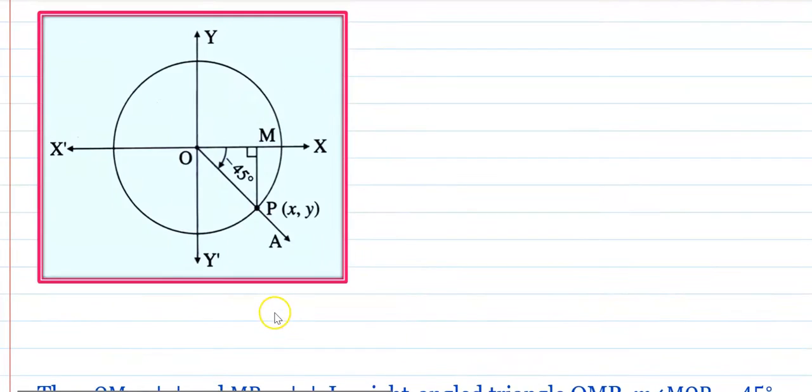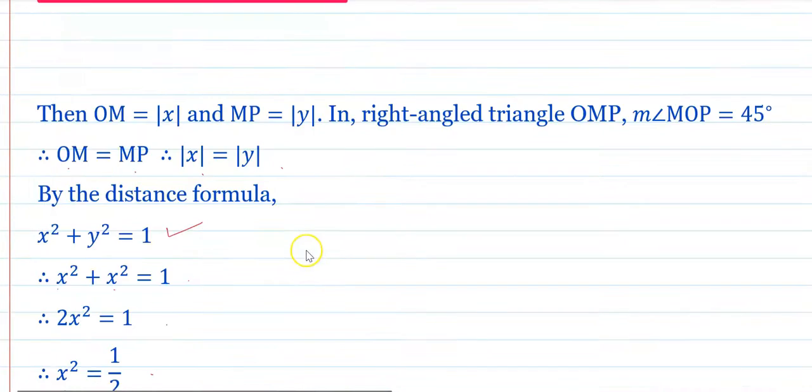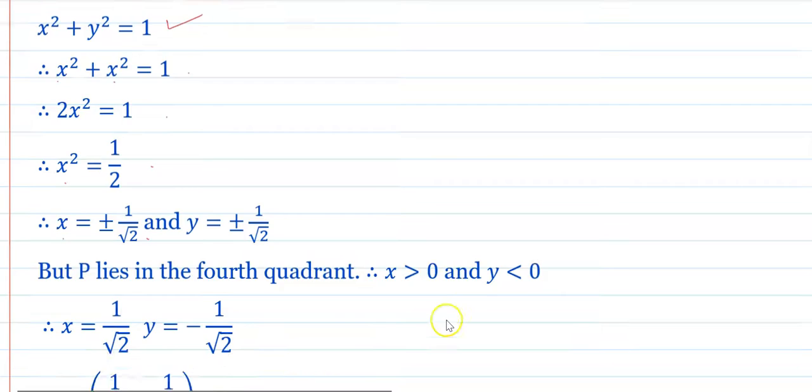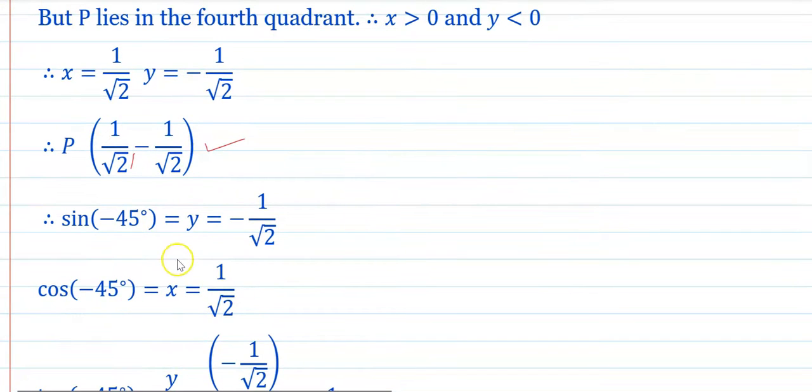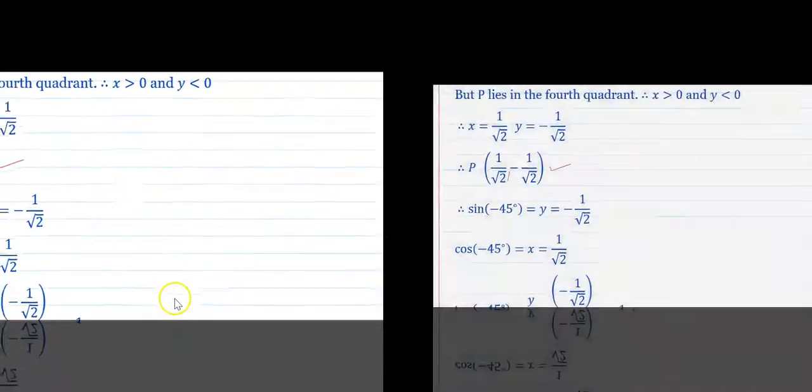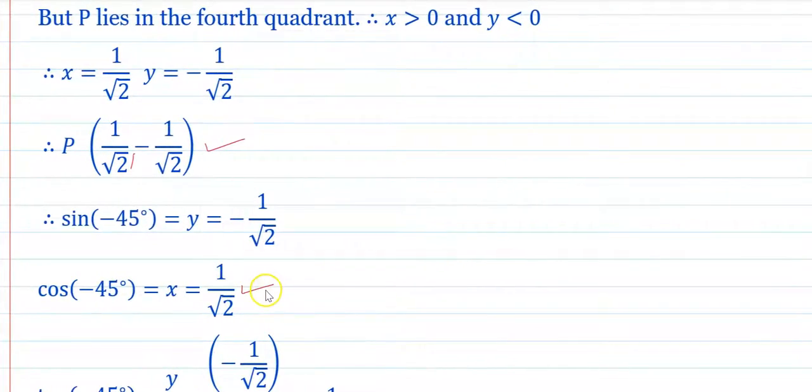Now the given point is in the fourth quadrant. X is positive, y is negative. Therefore x is equal to 1 by root 2, y is equal to minus 1 by root 2. Therefore the coordinates of the point P are 1 by root 2 and minus 1 upon root 2. Now the sine of minus 45 is equal to y, and y is minus 1 upon root 2. Cos of minus 45 is equal to x, that is equal to 1 upon root 2.